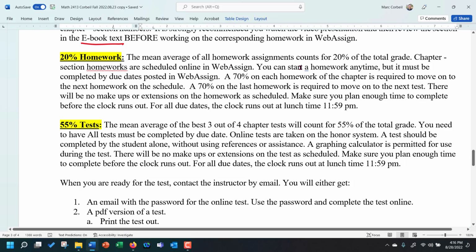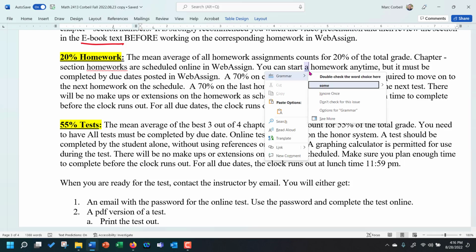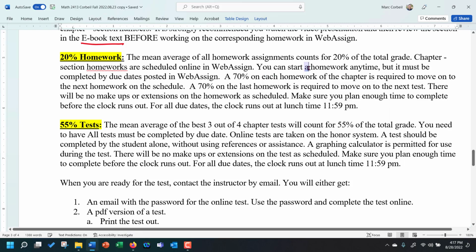And did this require, just looking at this, anyways, didn't like my grammar.